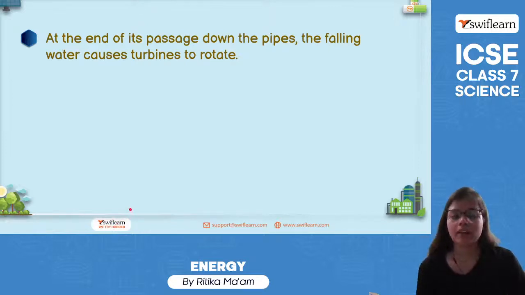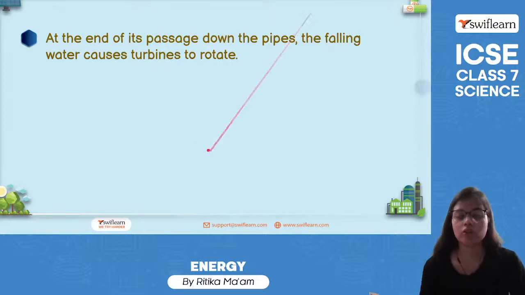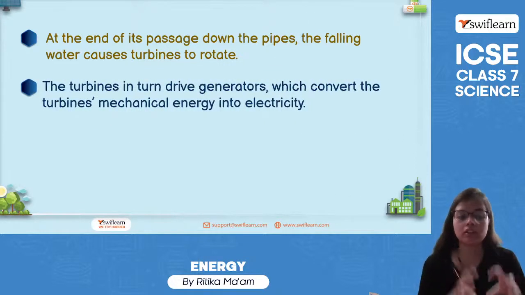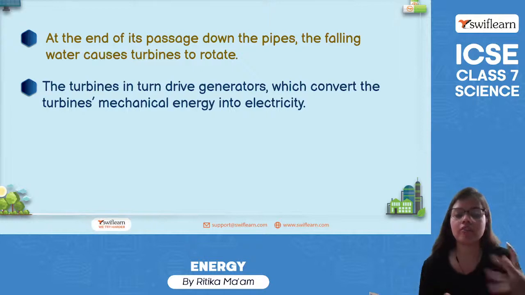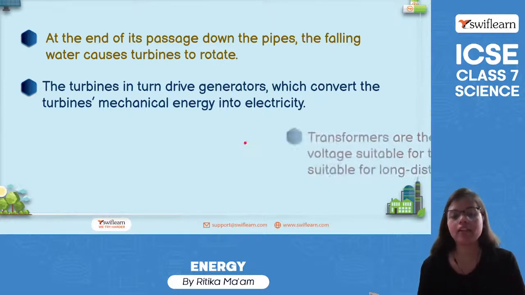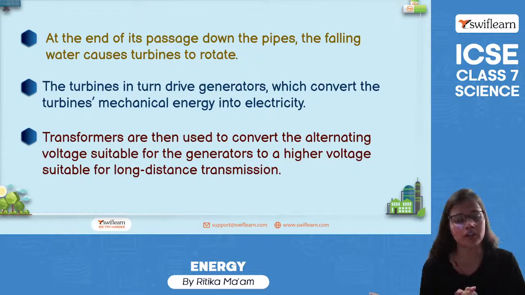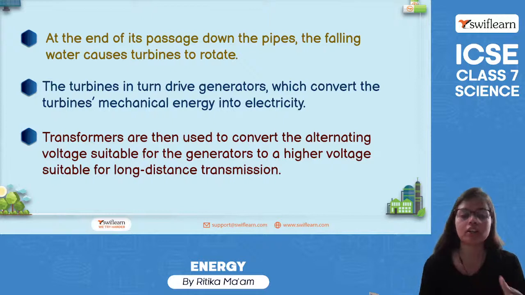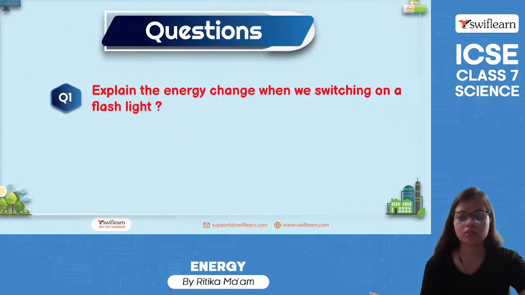At the end of its passage down the pipes, the falling water causes the turbine to rotate. Once the turbines start rotating, they drive the generator, and the generators convert the turbine's mechanical energy to electricity, which we use. We use transformers after that. What are the transformers doing? They are converting the alternating voltage suitable for generators to the higher voltage that we need for long distance transmission.